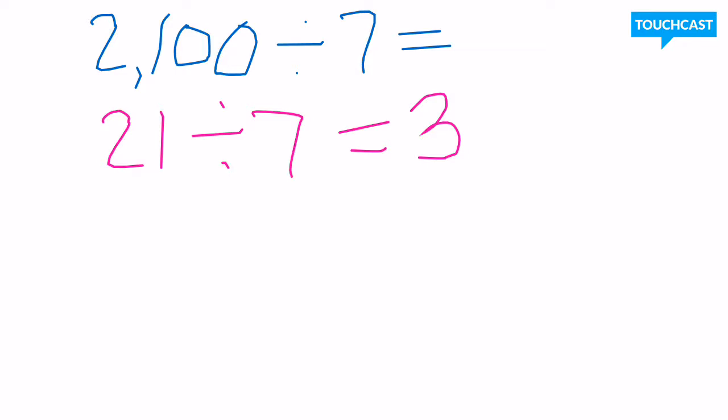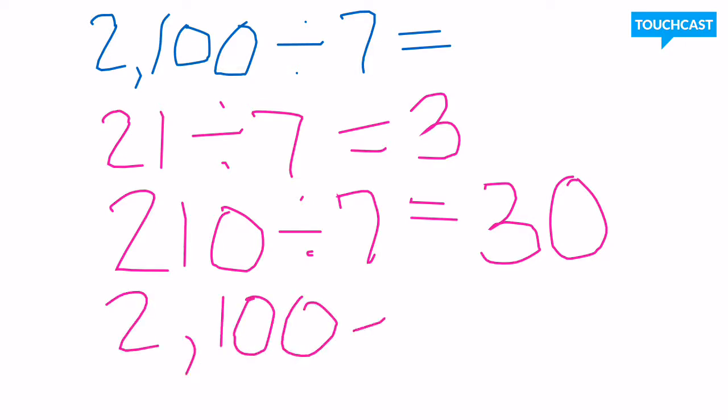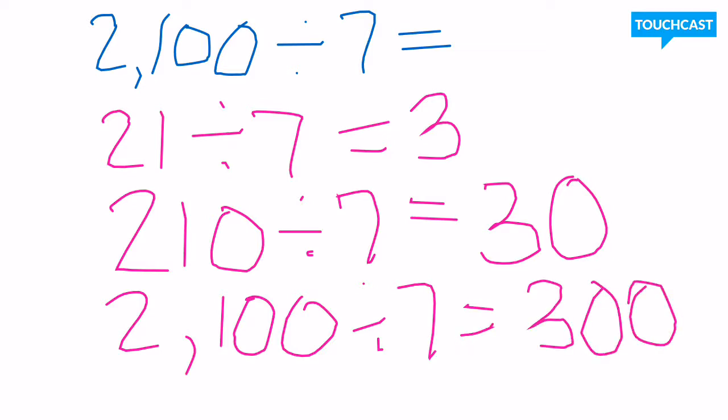Then I'm going to say that 210 divided by 7, because I know my place value, I'm just adding a zero, would be 30, adding my 0 to make it a 10. So then 2,100 divided by 7 would have the quotient of 300. So if there are 2 zeros in my dividend, there are going to be 2 zeros in my quotient.